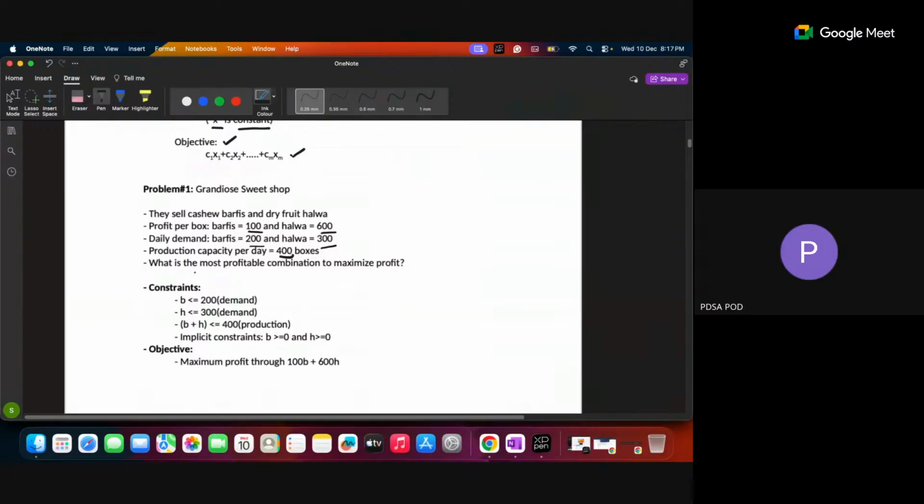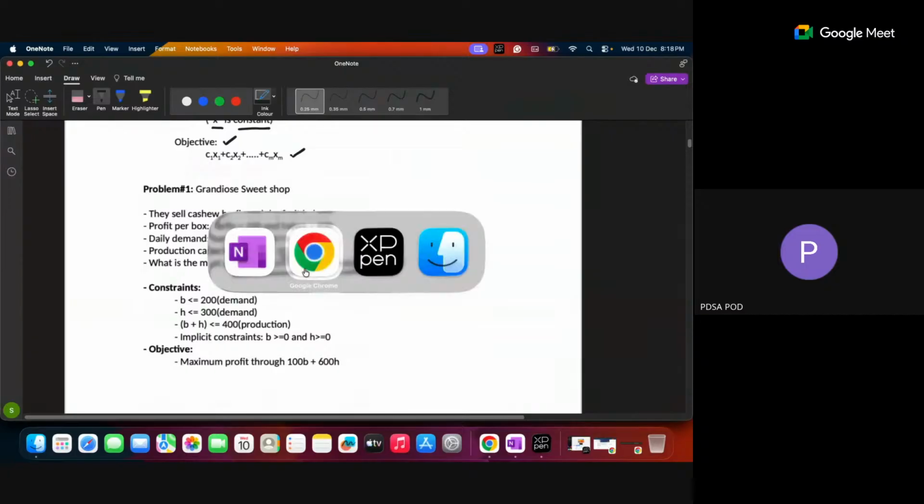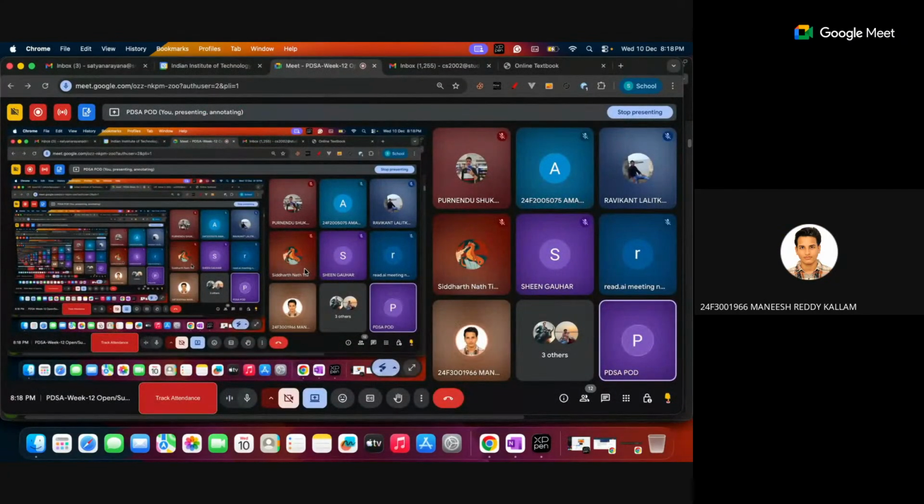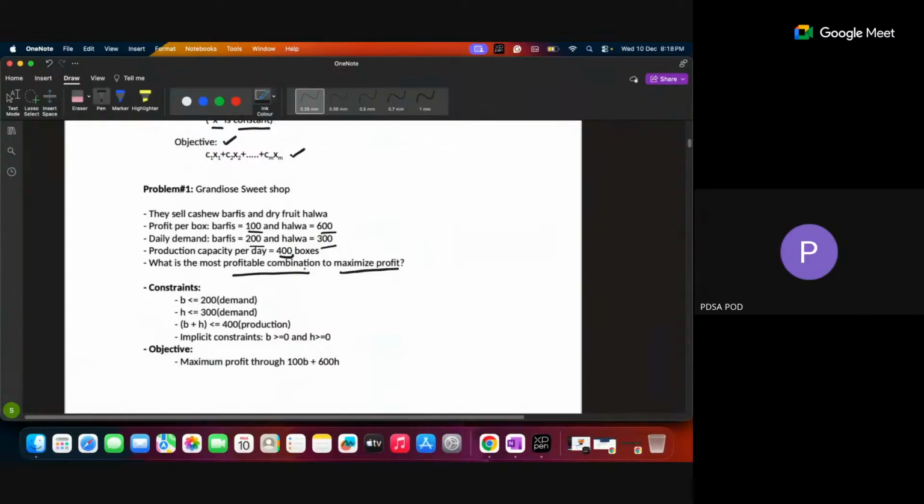So here, what is the most profitable combination? How many boxes of halwa in combination with burfis will get you the maximum profit? We need to figure that out. This is the question. I think you got the question, right? Yes, sir. There is a set of products, but every product has a maximum demand limit, and similarly there is a production limit of 400 based on the existing resources. In this real-time scenario, we need to figure out the constraints first.